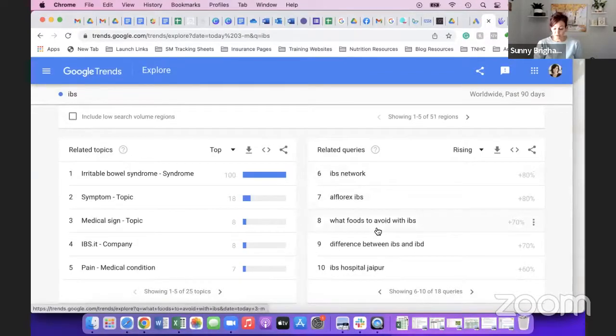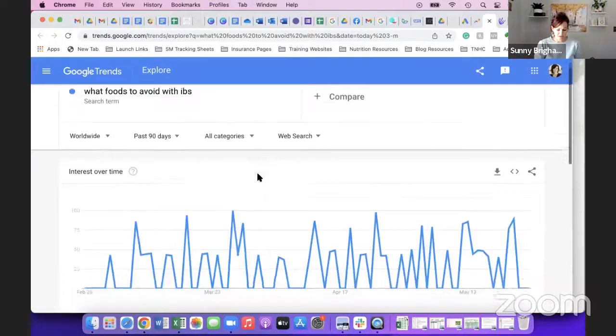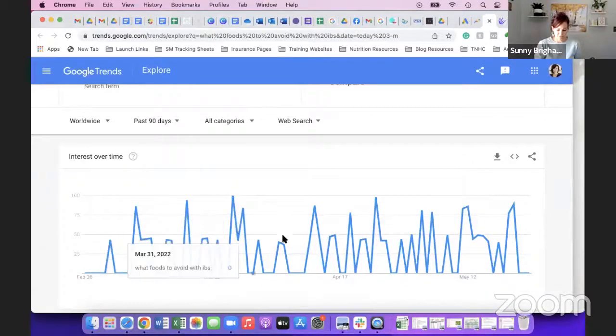What foods to avoid with IBS. That's a whole blog post right there. The difference between IBS and IBD, also a really great blog topic. And you've got a good portion of people searching for it. So we can explore what foods to avoid with IBS, and we can see what the interest over time is.